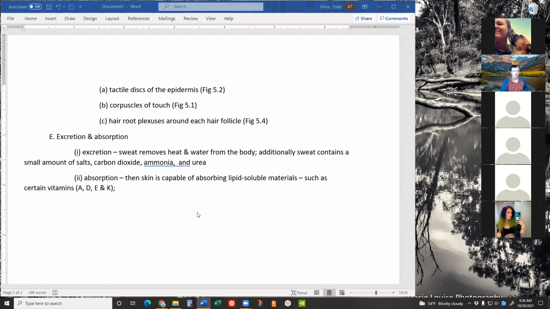So many folks are treated with testosterone and estrogen patches to treat male and female hormonal deficiencies.